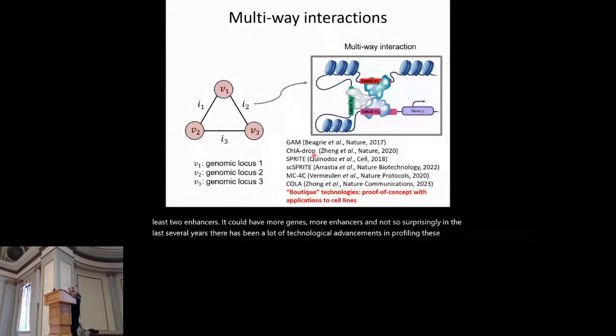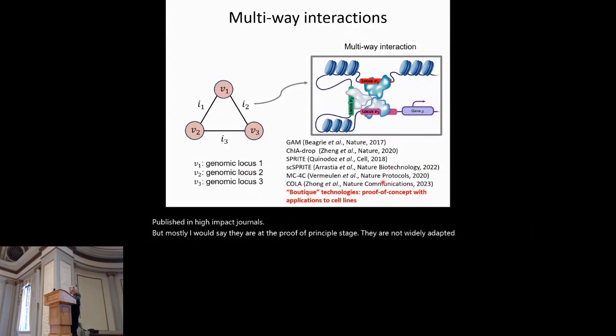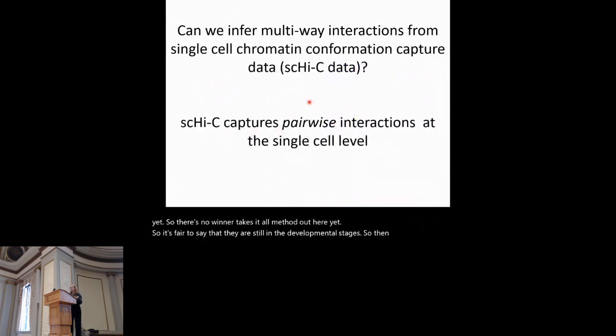There are a lot of them published in high-impact journals, but mostly I would say they are at the proof of principle stage. They are not widely adopted yet. So there's no winner-takes-it-all method out here yet. It's fair to say that they are still in the developmental stages. So then we ask, perhaps we can infer multi-way interactions with a more abundant and robust data type.